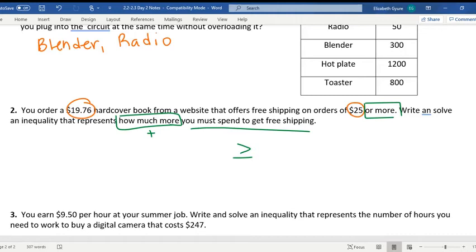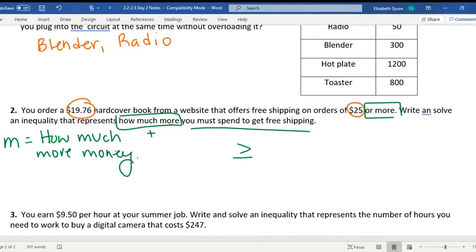What do you use to spend? Money, right? How much more money? You can put X, you can put S, you can put M. Do I care what letter you put? No, as long as when you define your variable, it makes sense. I'll use M for money. So I'm going to say M is how much more money? Or you could just put money, because money is always a number, okay?